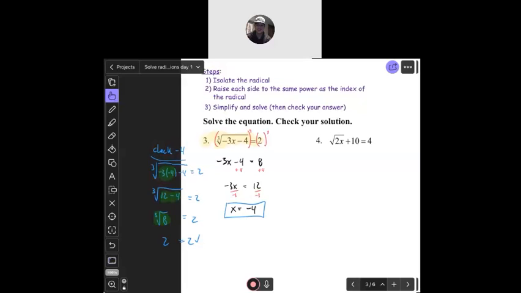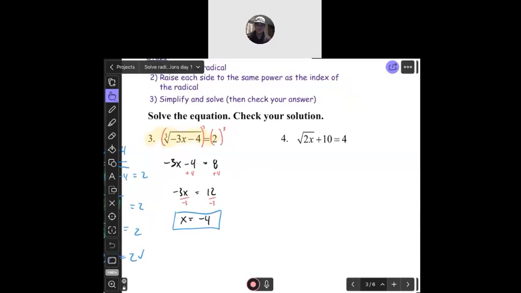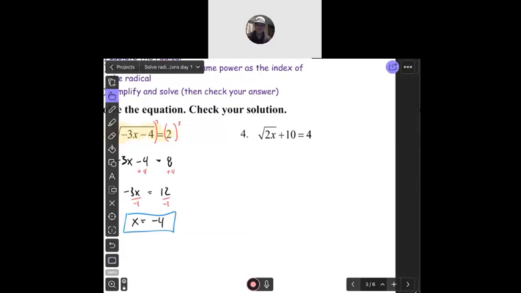All right, last one here. These. So isolate. We want to look at that power, see that we've got a radical, 2x here. So let's get rid of that 10 first. That'll give me the square root of 2x equals -6. Then it's a square root, so we're going to square.